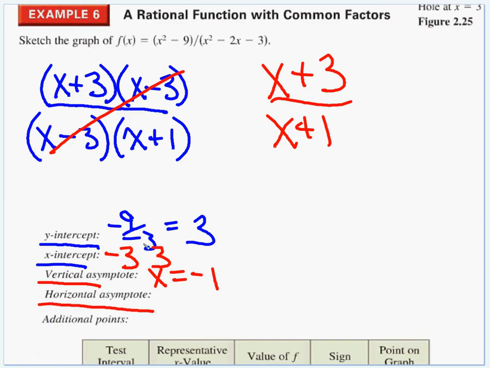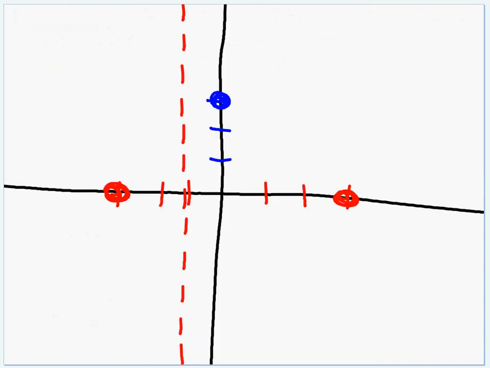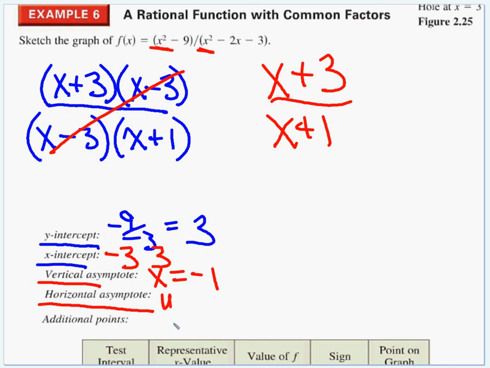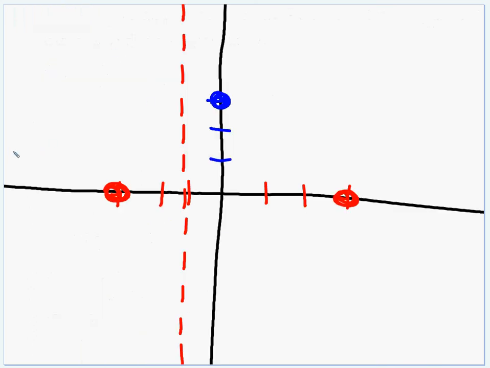Horizontal asymptote. Go back to the original, it's x squared over x squared, 1x squared over 1x squared. We have a horizontal asymptote at y equals 1. Y equals 1. So right here. Now it does say additional points.